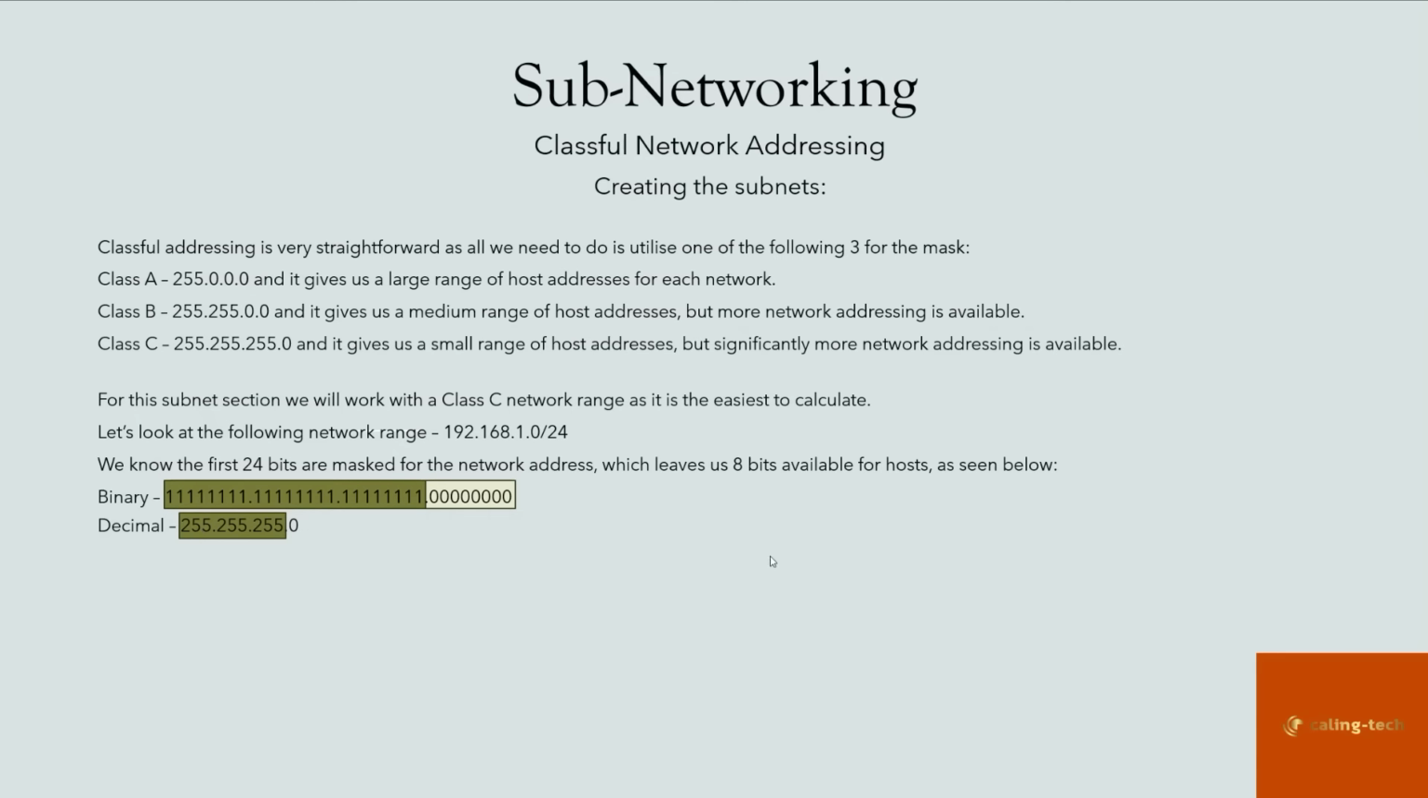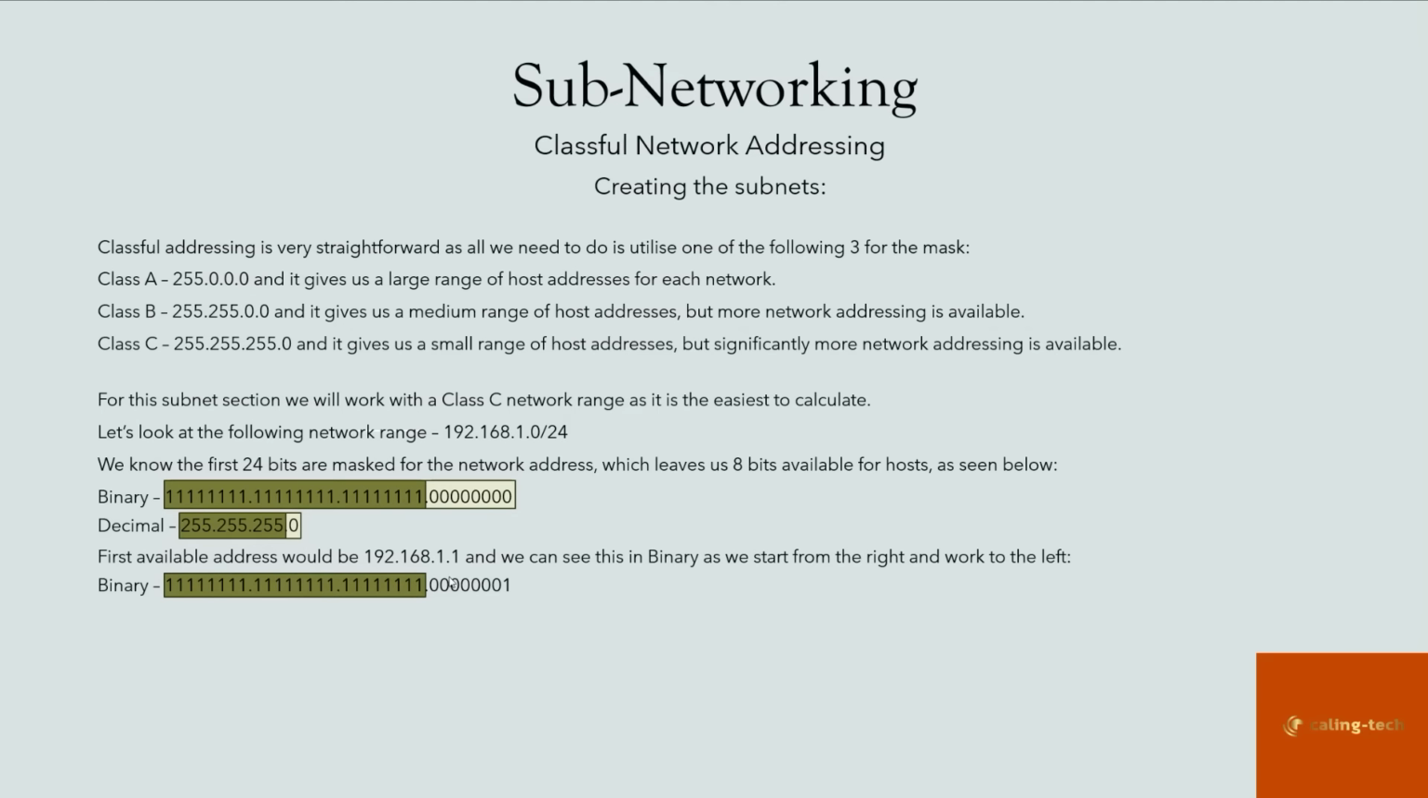So this is our network portion, and this is our host portion in the decimal. So the first available address would be 192.168.1.1, because remember, we have to explicitly have the first 3 bytes as this 192.168.1 address. And we can see this in binary as we start from the right and work to the left. So we have our network, we have our host portion, and we have our first host. We're starting at the right, so we start at 1.